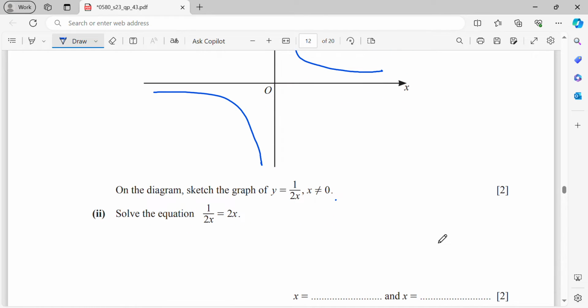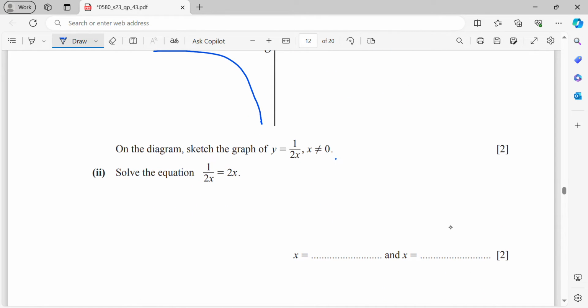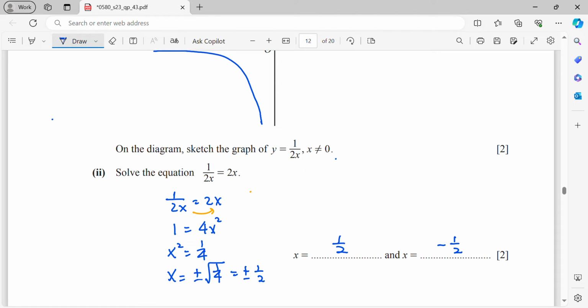Okay, now part 2, solve the equation 1 over 2x equals 2x. So 1 over 2x equals 2x. Just move the denominator to the right side. Then I will get 1 equals 4x squared. Before we get the x, we move down the 4. So it means that x squared equals 1 over 4. Then your x will be plus minus square root of 1 over 4. That means you are getting 1 over 2, plus minus. So here, plus half and minus half. That's the solution of this part 2.